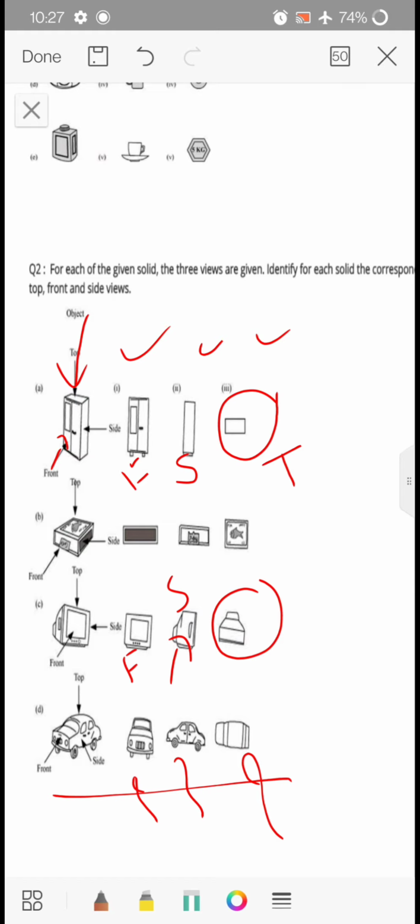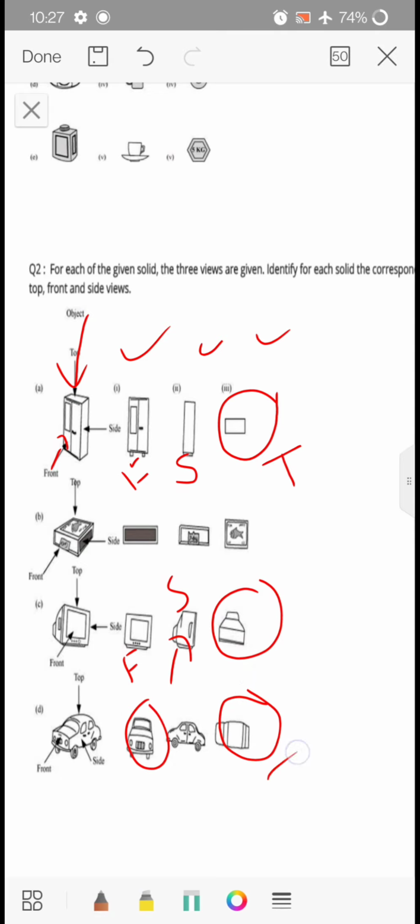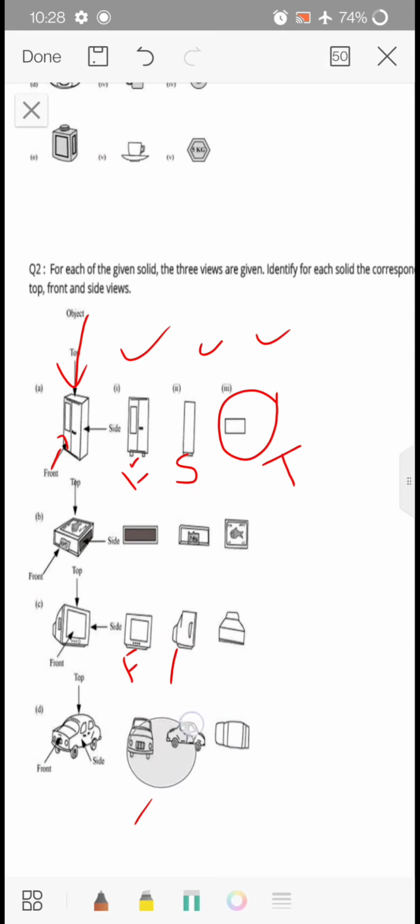Okay, so did you get the correct answer? It's easy, na? Yes. So what's the correct answer? This one is the top view, this is the front view and this one is the side view of the car. Okay, if you want to do it practically, you can take a water bottle and try to look at it from the top, from the side, and from the front. Similarly, you can do this with cars and with a matchbox also. You will find it very easy.